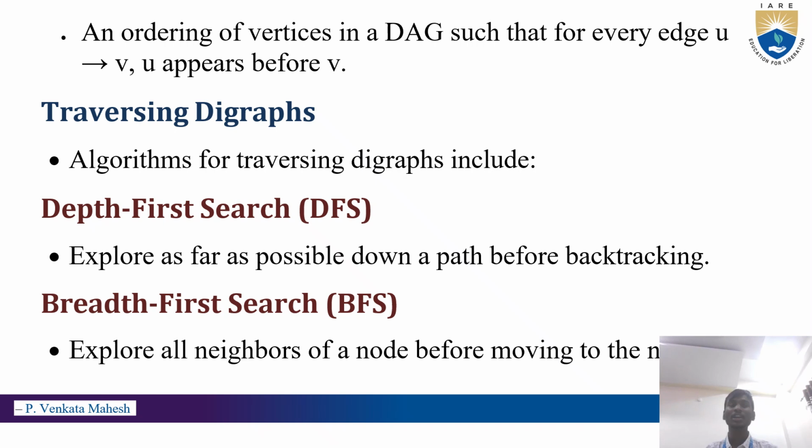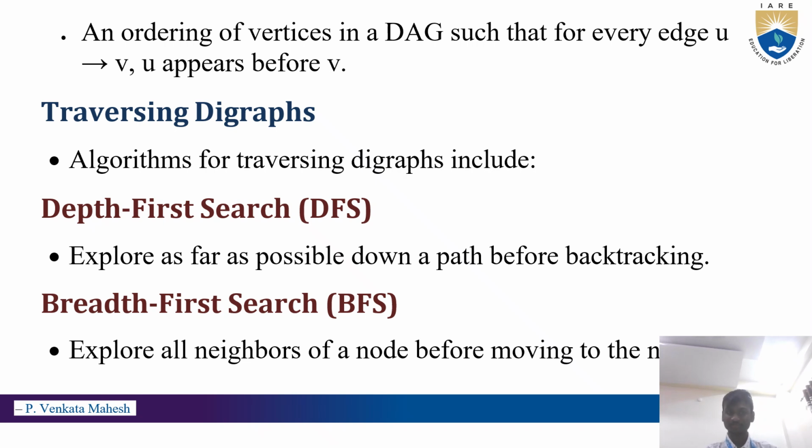Right. Topological ordering. What is meant by topological ordering? The topological ordering in a directed graph: for every edge, there are two vertices, A and B. That is what it is saying in topological ordering. Traversing digraphs. Let's traverse a few of the following digraphs.